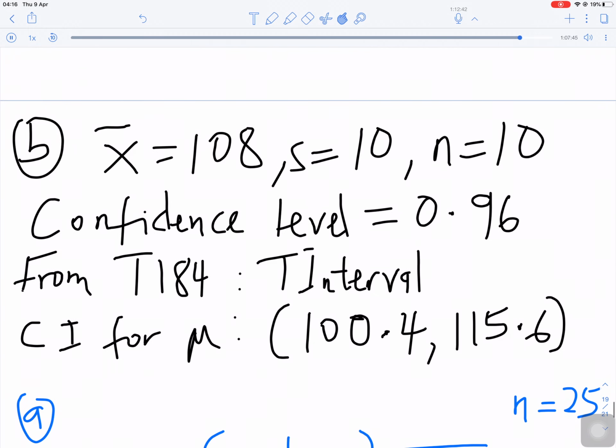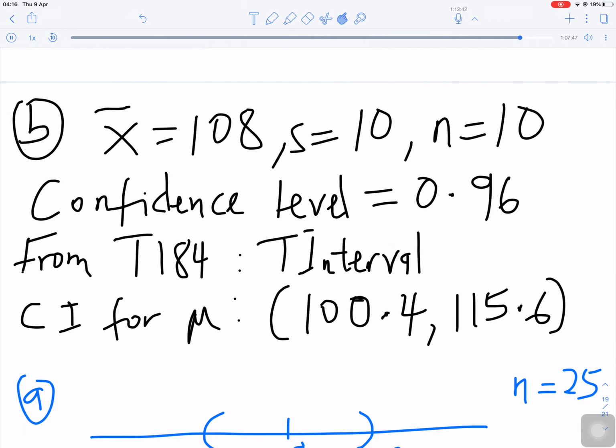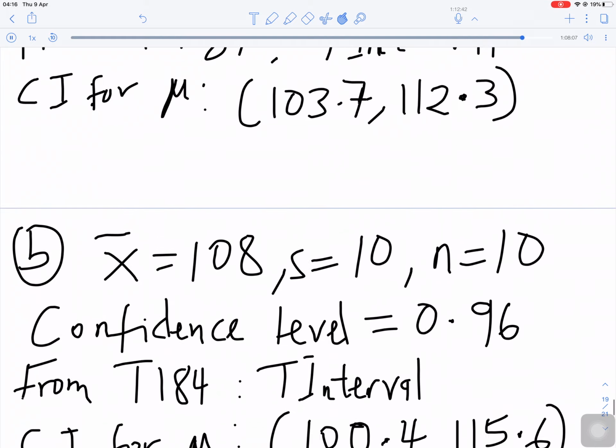So going through the same process, our confidence interval becomes 100.4 and then 115.6. Now there's a follow-up question. It says, how does decreasing the sample size affect the margin of error E?